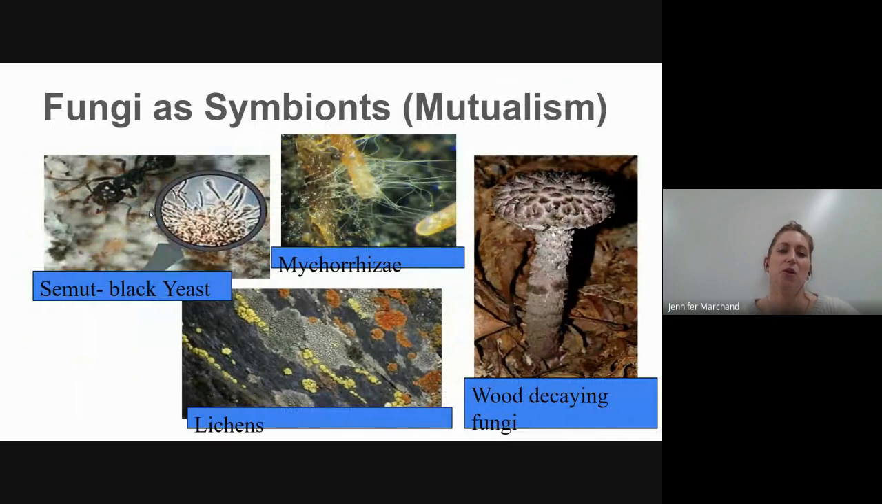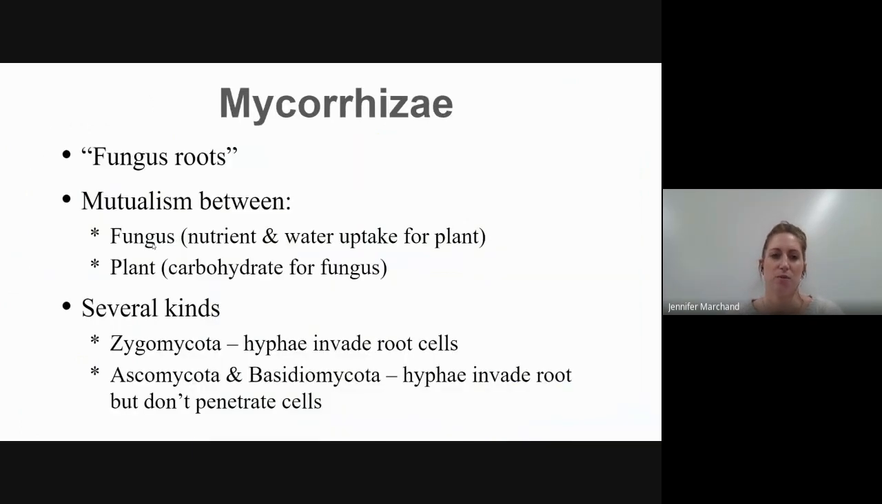Okay. You also have the symbionts or mutualism types of fungi. So you have these lichens. These are one of Miss Marchand's favorite organisms, but they sit on wood or they sit in the grass or in forests, and they're actually very helpful to the other organisms around them. Okay, yeast, this black yeast over here, again, also helpful to the other organisms around it.